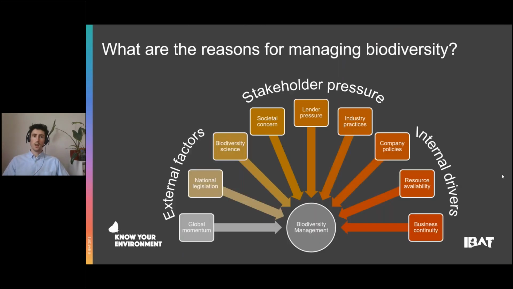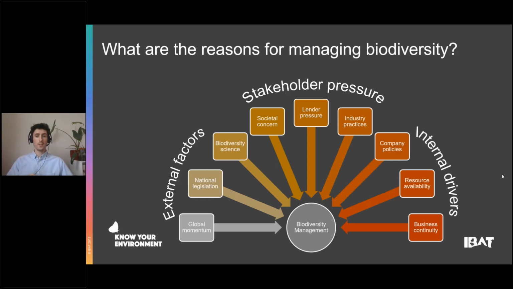And why do companies want to manage biodiversity? Well, there's plenty of reasons shown on the screen. Some of those drivers include things like national legislation developing in certain countries, such as around perhaps biodiversity offsetting requirements or European no net loss policies, things like the new SFDR regulations and the Task Force for Nature-related Financial Disclosures.